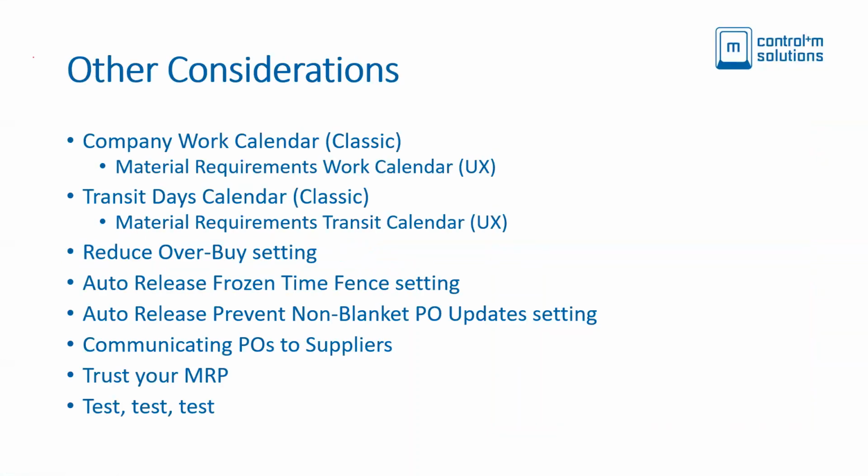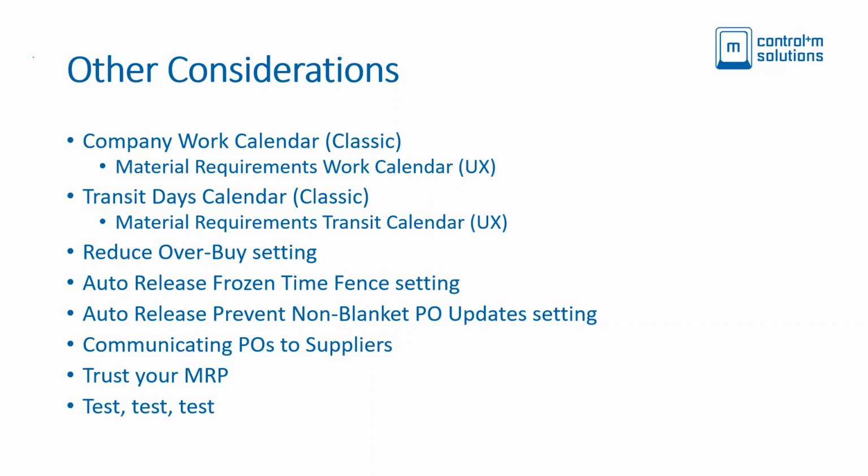Okay, now that you've seen it in Plex, let's chat about other considerations. The company work calendar, for those of you using UX, is now called the Material Requirements Work Calendar. This may need to be set up and must be set to more than the sum of the MRP recommendation settings that I covered in slide 4. Honestly, it's best to have this calendar set for at least a year or 2 out.